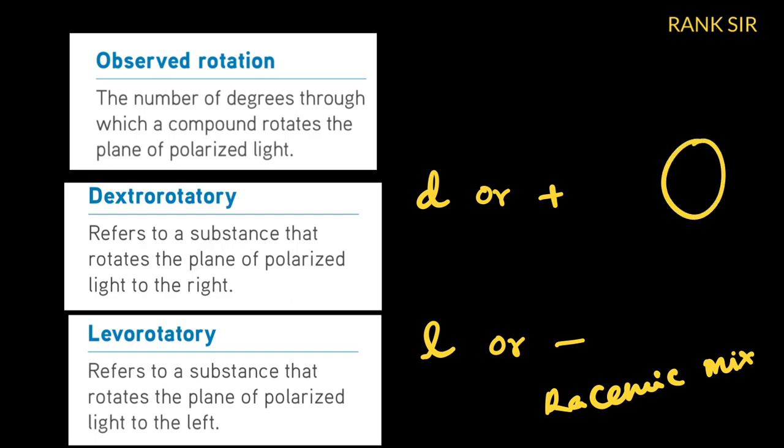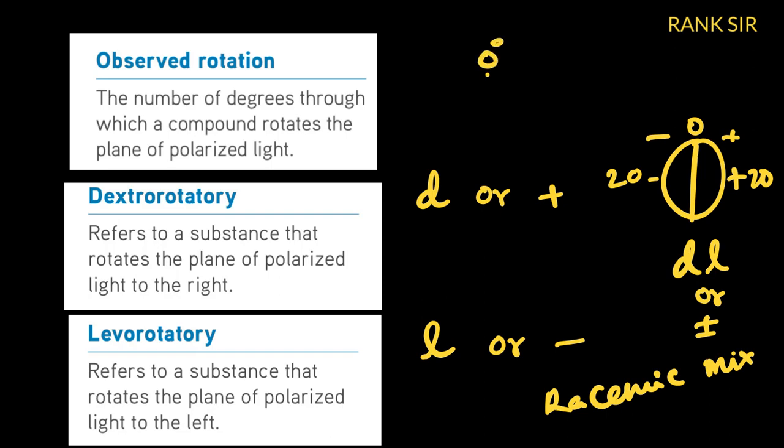For example, this is the plane, observe here 0, this is plus, this is minus. Here minus 20 degrees and here plus 20 degrees. Then it rotated both sides with equal magnitude. That time it is denoted DL, otherwise plus or minus. In case of achiral, that is 0 degrees. 0 degrees means it may be a meso compound or achiral compound. But in a racemic mixture the magnitudes on both sides are equal, and finally it is also 0.